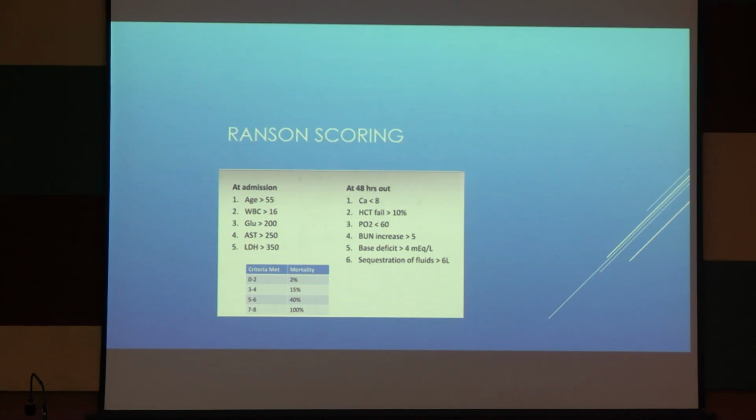And then you measure hematocrit fall. The fall of hematocrit, if it is more than 10%, then the patient will get 1. And PO2, if it is less than 60 millimeter of mercury, then patient scores 1. Then there is base deficit of more than 4, then patient gets 1. Then blood urea nitrogen increase, if it is more than 5, then patient gets 1. And if the sequestered fluid volume is more than 6 liter, patient gets 1.